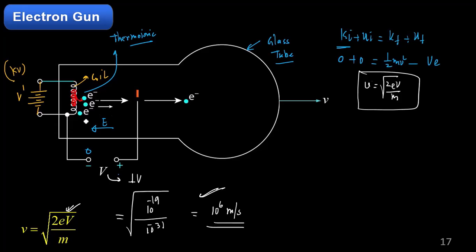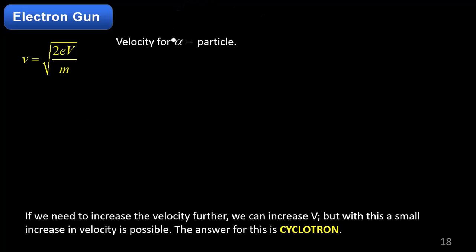So if I repeat the same experiment for the alpha particle, if I substitute the value, I am getting this function for the alpha particle. What is the charge of the alpha particle? That is 2e, and V. Here the mass of the alpha particle is 4 times the mass of a proton.